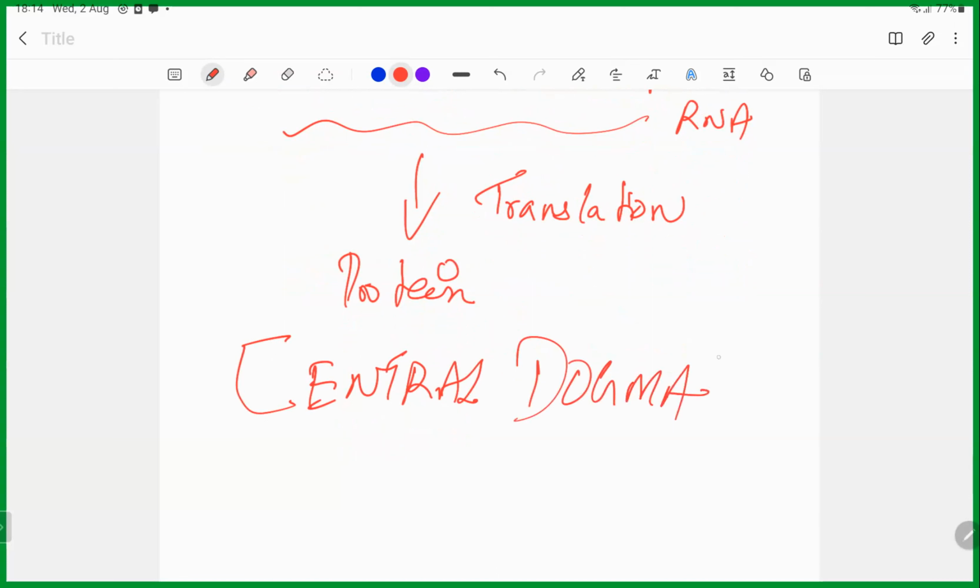What is central dogma? This process, DNA, RNA, protein. Central dogma is what? From DNA, RNA is made. From RNA, protein is made. Can you understand? This process is called central dogma. Without this process, a cell cannot divide, a cell cannot function, nothing will happen inside the cell. Is it clear? So that you should know.